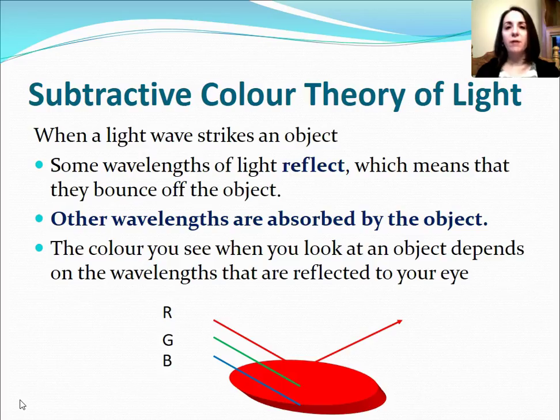So the subtractive color theory helps us to explain how we see objects, the colors that they are. So when a light wave strikes an object, it's usually a white light wave, but not always. Some of those wavelengths of light are going to reflect off of the object, and that means that they're going to bounce off. Other wavelengths of light are actually going to be absorbed by the object, so they're going to be taken in. The color that you see when you look at an object depends on what wavelengths are reflected to your eye. For you to be able to see them, the light has to hit your eye.